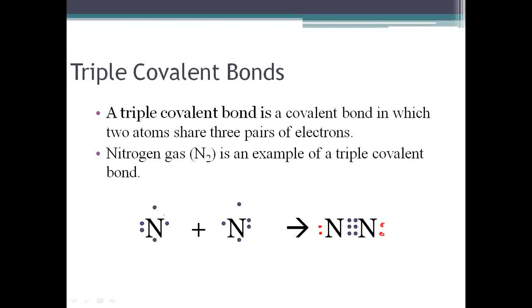Alright, so let's see how we go then with this nitrogen. We can see how many electrons are there. We've got 2, 4, 6, 8. And from this nitrogen's perspective, this one here, we've got 2, 4, 6, 8. So again, they've got that noble gas electron configuration.